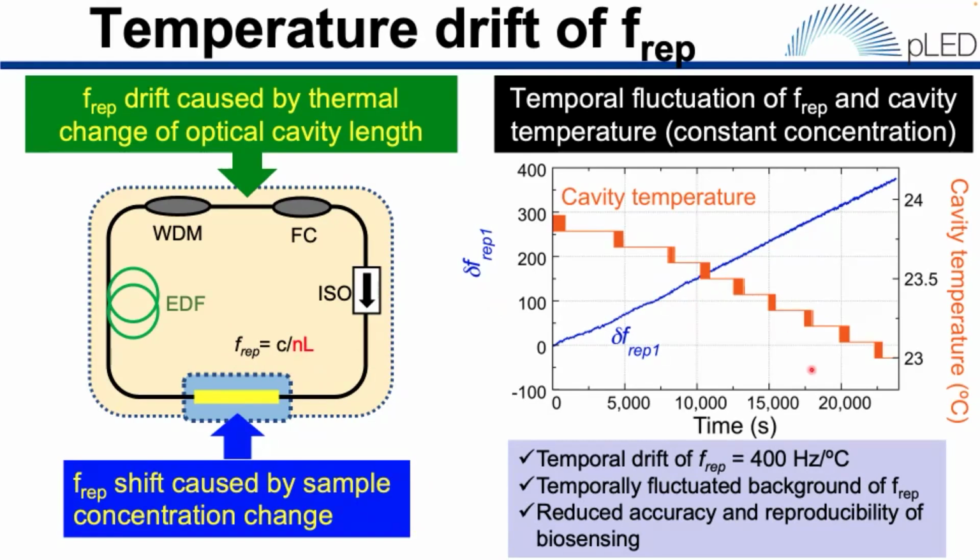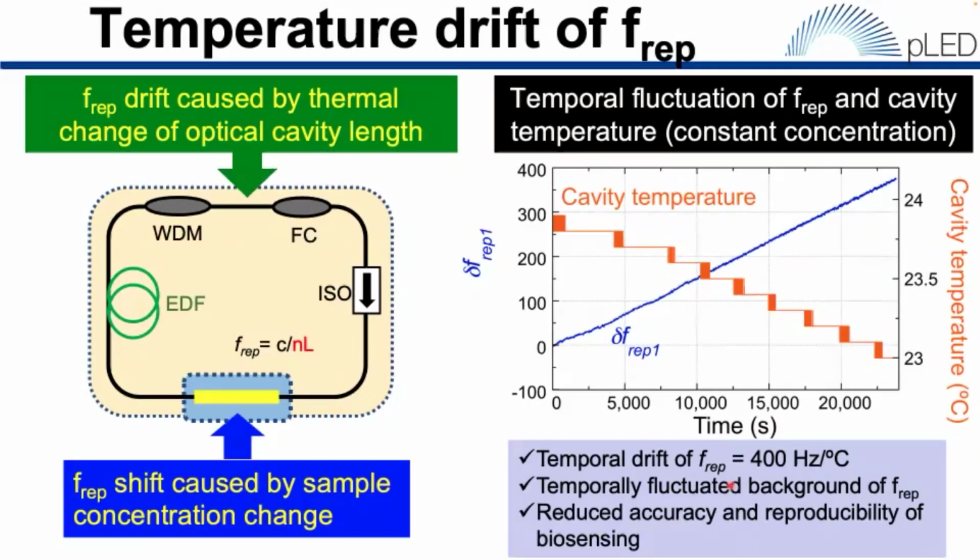Right shows the temporal fluctuation of FREP and the cavity temperature, like here, when the sample concentration is constant. The temporal behavior of the sensor signal clearly indicates the dependence on the cavity temperature drift with a sensitivity of 400 Hz per degree. Since such a temperature drift of FREP is larger than the frequency shift caused by the sample concentration change, it reduces the accuracy and reproducibility of biosensing as a temporally fluctuating background.